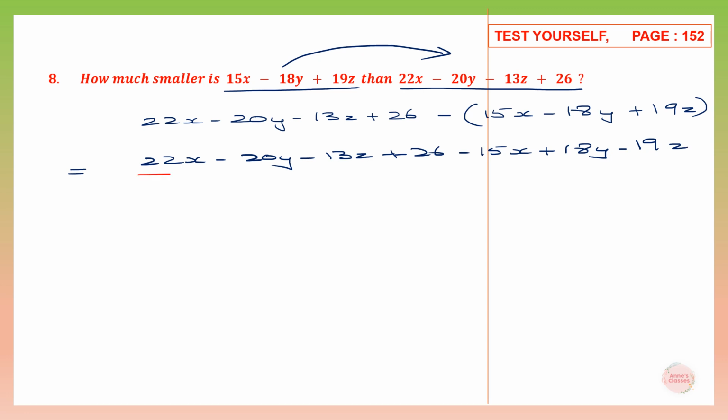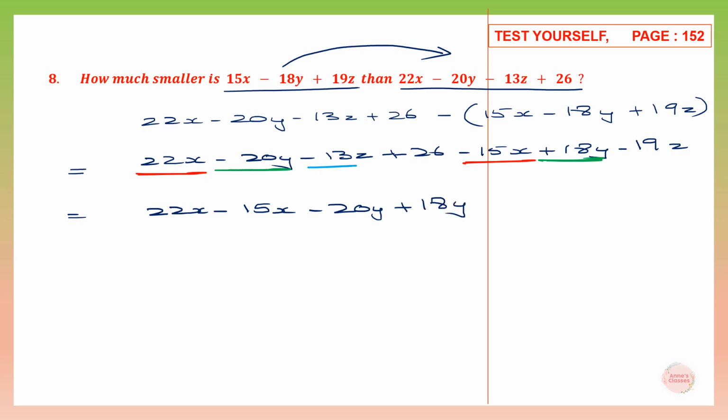Now look for the like terms. Here we have an x, and here also we have an x. Let's write that together. So this is 22x minus 15x. Let's look for the y's now. Here we have minus 20y and here we have plus 18y. Let's write that: minus 20y plus 18y. Then we have the z, minus 13z and minus 19z. So we have minus 13z minus 19z. Then we have only this whole number by itself, which we can write, plus 26.